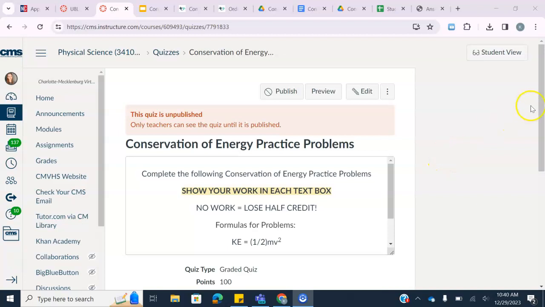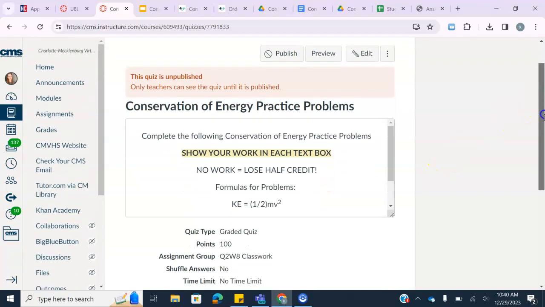Hey guys, so I just wanted to give you some helpful hints for your assignment today. There are only 5 practice problems that you will be completing. However, you do need to show your work for each of these problems. So you'll be getting half credit for showing your work and half credit for the correct answer.